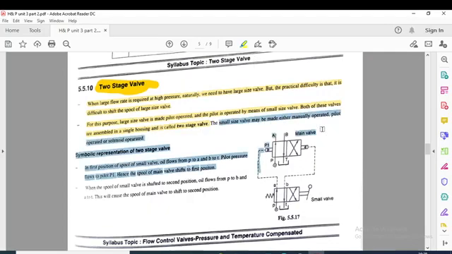The small size valve may be operated manually, pilot operated, or solenoid operated. This is the symbolic representation of this two-stage pilot operated valve. This is the main valve and this is the small valve which is operating the pilot here. The position of this small valve affects the position of the large valve, this main valve here.